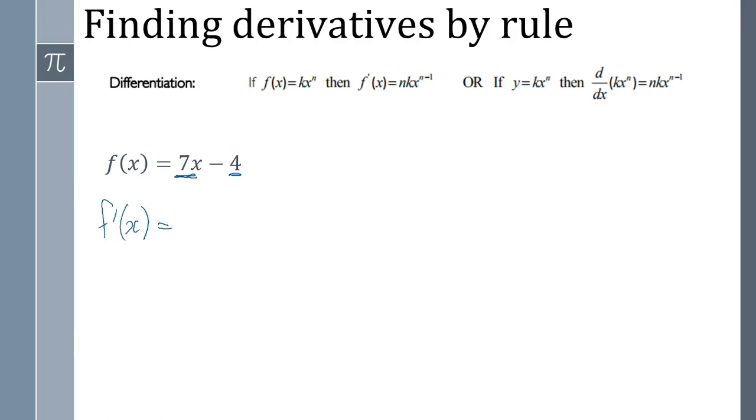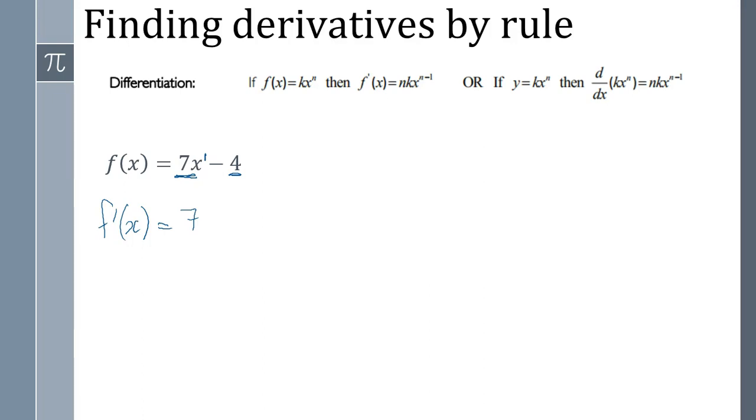Now 7x. So we want to look at the power of the x, which in this case is 1. We times the power by the coefficient. 1 times 7 will give us 7. And we take 1 off the power, which is 0. If you remember back to the start of the year, anything to the power of 0 is just 1. So that x actually disappears completely. So that's our first term done. Power comes down, multiplies the coefficient, power gets reduced by 1.